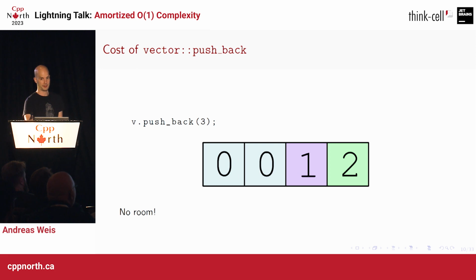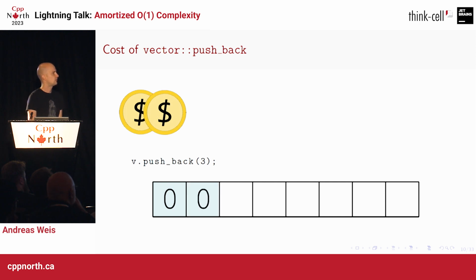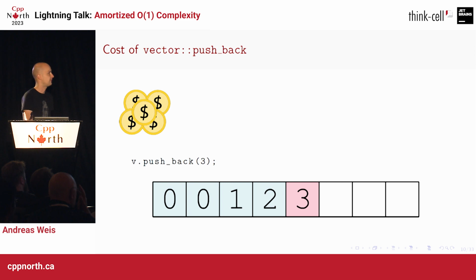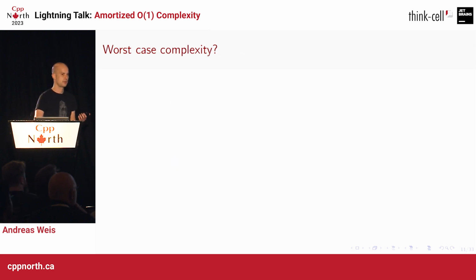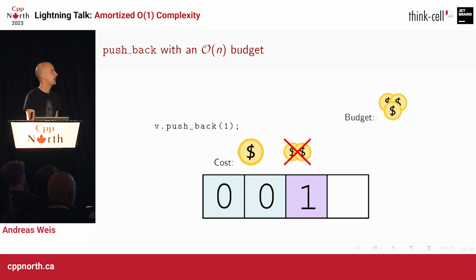Again, I need to pay 1 coin for the copying, and that's it. Now, when I want to push back the 3rd element, things get interesting because there's no more room in the vector, so I need to allocate a new buffer. And now I need to copy all of the old elements over to the new buffer. Each of that costs me a coin, and then finally I have to pay another coin for the new element that gets inserted. So what is the worst case complexity of this? Yeah, you guessed it, it's linear. Linear in the number of elements of the vector.